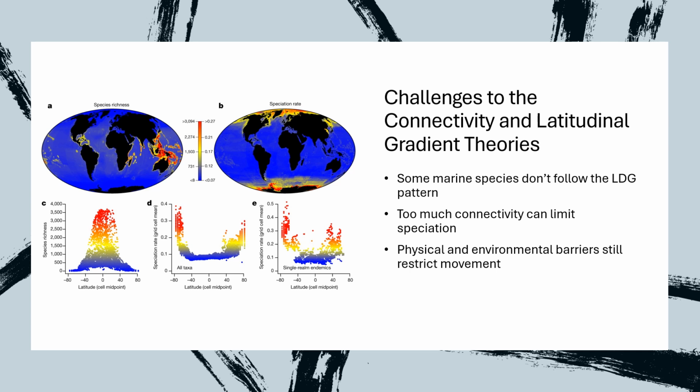Another issue is physical and environmental barriers that restrict movement. Not all marine species can move freely across the ocean. Temperature gradients, salinity differences, and deep-sea barriers limit connectivity in ways that aren't always considered in latitudinal diversity gradient theories. For example, the Arctic and Antarctic ecosystems remain highly isolated due to extreme temperatures and unique current systems, leading to distinct evolutionary lineages. These challenges suggest that while connectivity is a powerful force in shaping marine biodiversity, it interacts with other factors such as nutrient availability, environmental stability, and isolation to create complex and sometimes unexpected biodiversity patterns.